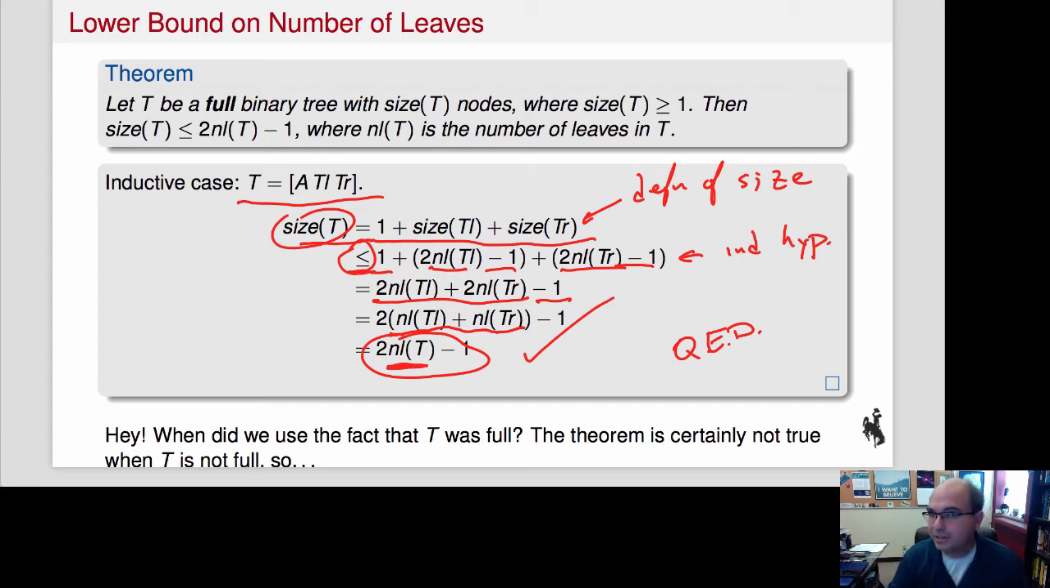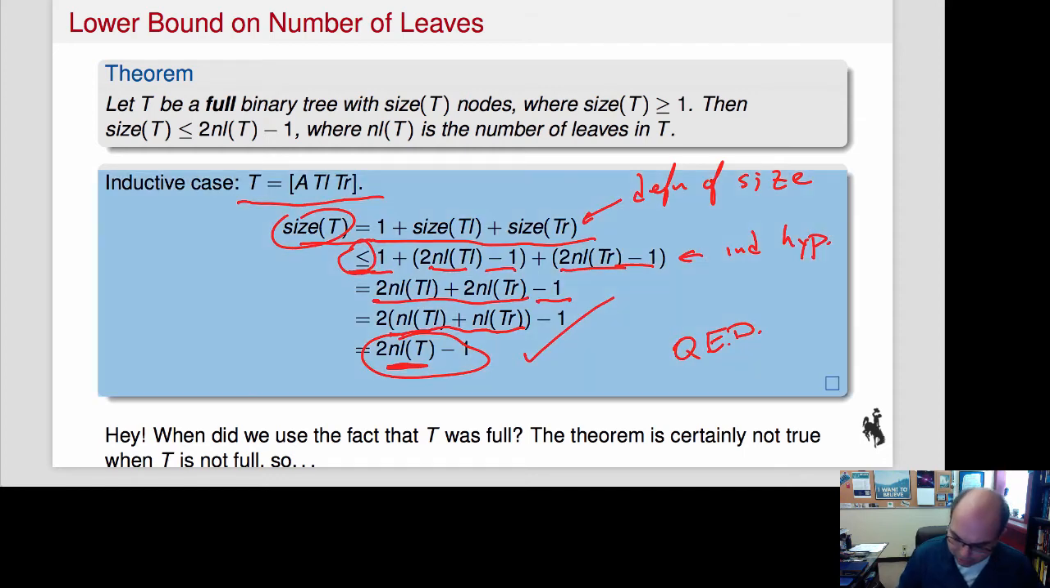If we didn't use it, then there must be a mistake in the proof, because we know that without it, the theorem isn't true. Now, the answer to that is that actually we did use it, and we used it right here, when we decided to do the induction hypothesis. So at this point, we used the fact that T is full.